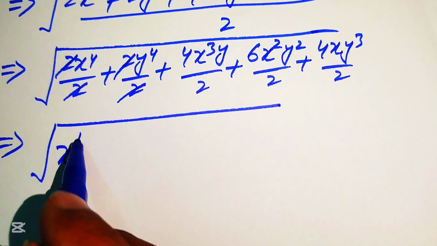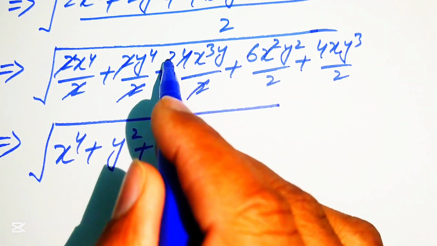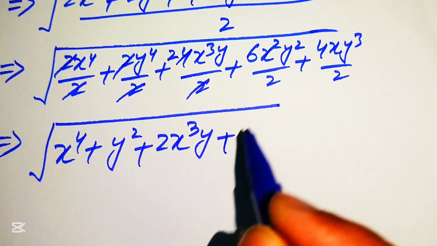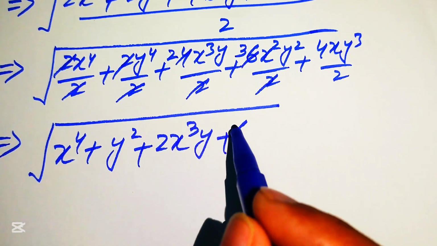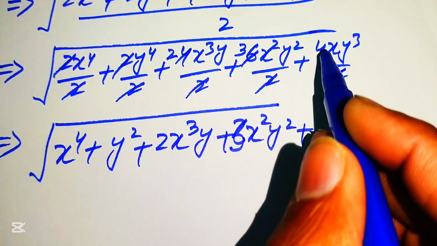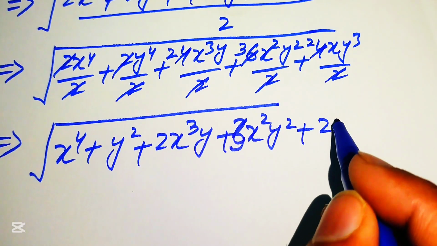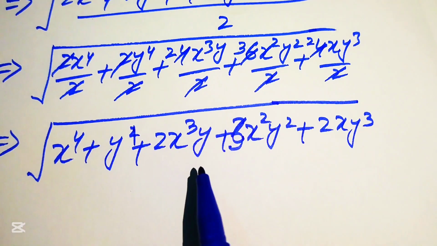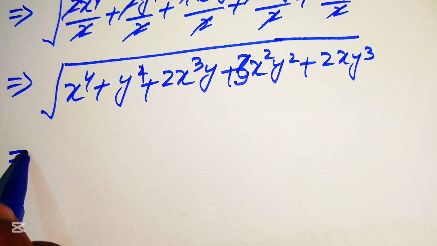So we have x to the power of 4 plus y to the power of 4 plus, this is 2 times 2 is 4, we get 2 times x cubed y, plus these are also cancelled by each other. 2 3s are 6, we get 3 times x squared y squared, plus this is again 2 times 2 is 4, and we get 2 times x into y cubed. So now in the next step here we need to break this 3x squared y squared in this form.